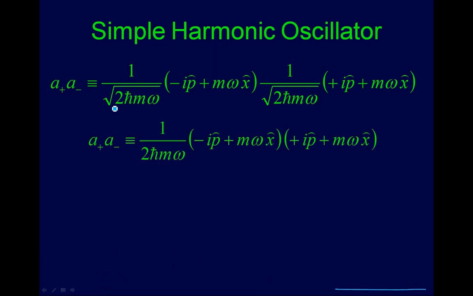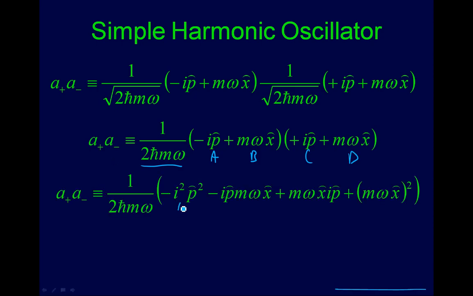In my second step, I'll just combine these, get rid of the square root, and then I have these terms. I can write out four terms: a, b, c, and d. This is the term a times c. This one here is a times d. This one here is b times c, and this one here is b times d. You can go through and write those out, and so you get this stuff here.